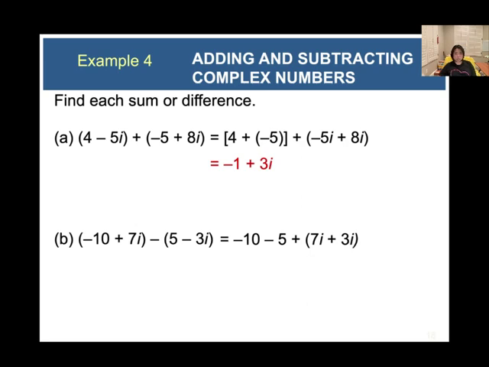Okay, B. This is going to be distributing the negative. So -5 plus 3i. Negative, negative, you're going to get the positive. So you should get -15 plus 10i. Okay, right? Addition and subtraction with complex numbers.